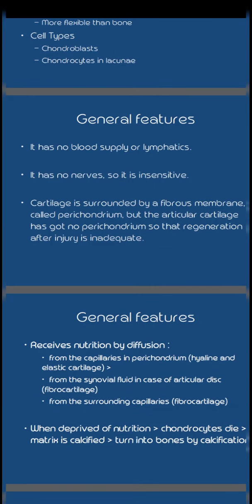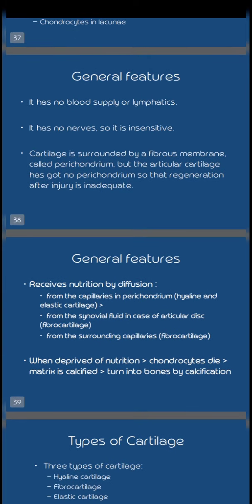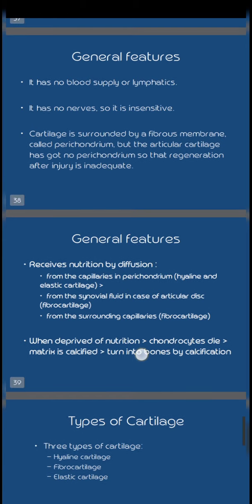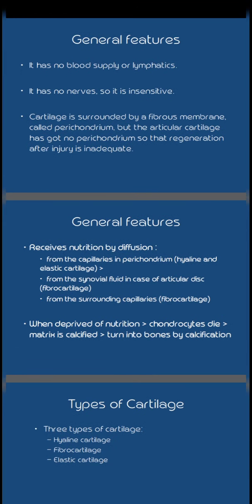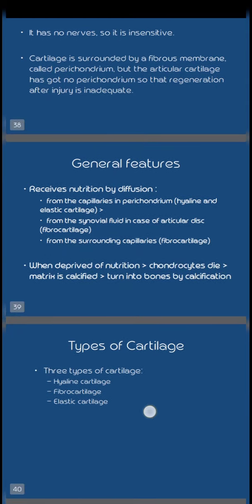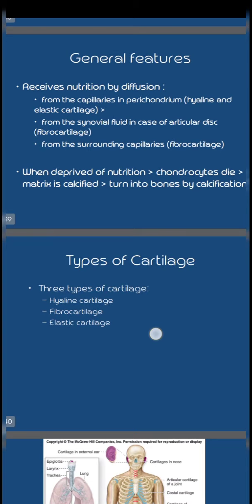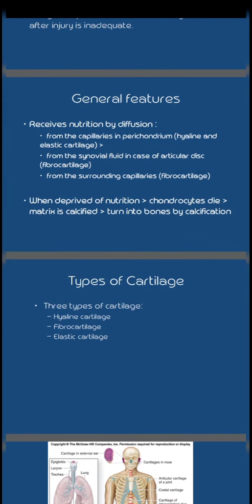General features: it has no blood supply or lymphatics, has no nerves, it is insensitive. Cartilage is surrounded by a fibrous membrane that is known as perichondrium, and articular cartilage does not have any perichondrium, and that's why regeneration is not adequate in the articular cartilage. The cartilage receives nutrition by diffusion from the capillaries in perichondrium.